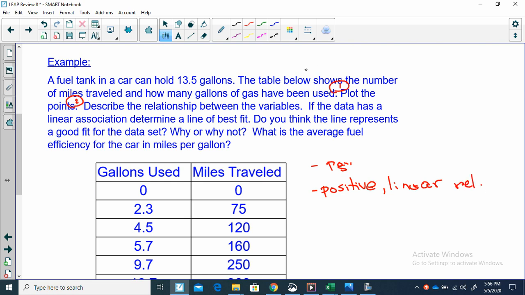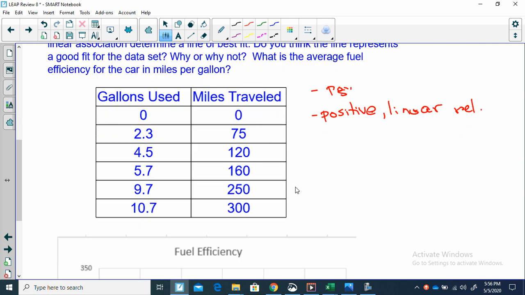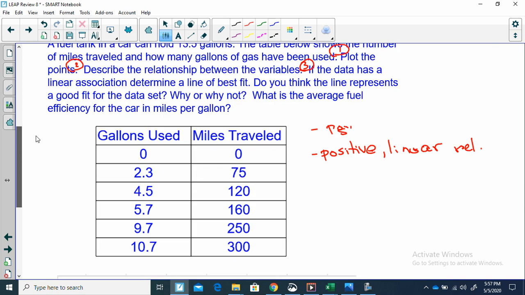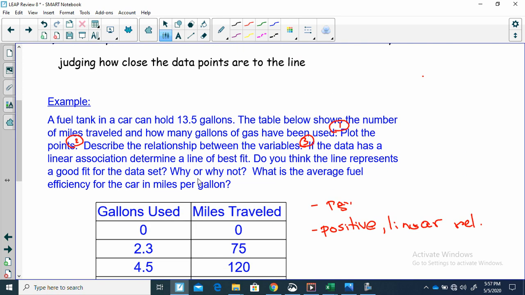Now it says, if the data has a linear association, determine a line of best fit. Well, didn't we do this down here? Didn't we draw a line of best fit through here? This is called the line of best fit. It's the best line I could draw between those data, the one that would most closely fit those points. And I've just basically drawn it in after I plotted the points. So we did that.